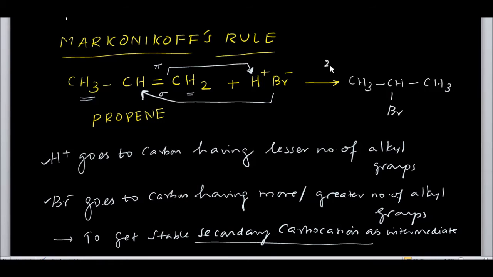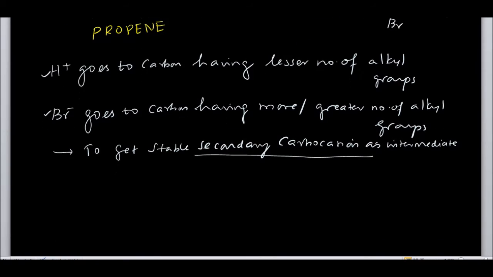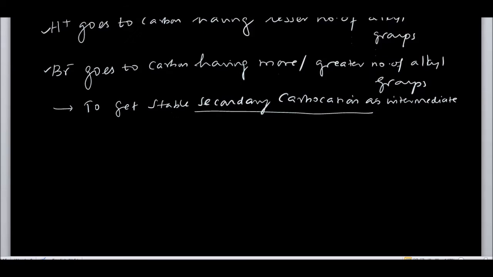The compound's name will be 2-bromopropane. It is also called isopropyl bromide. So here this is an addition called Markovnikov's addition. It follows the ionic mechanism, and this is further explained as follows: how two types of carbocations are formed.